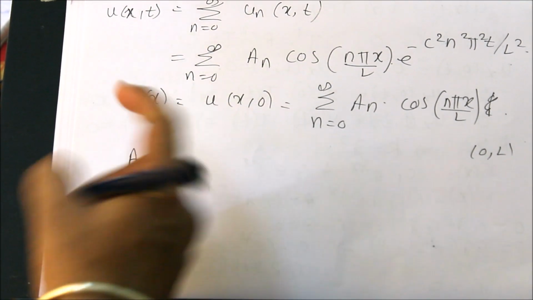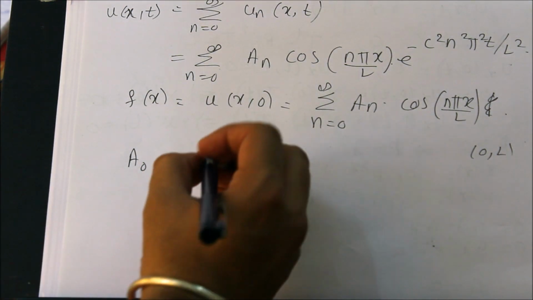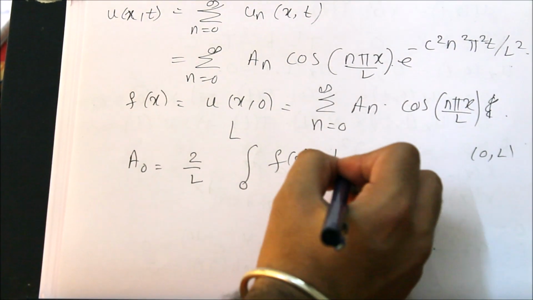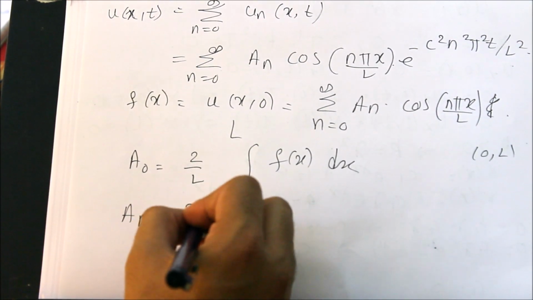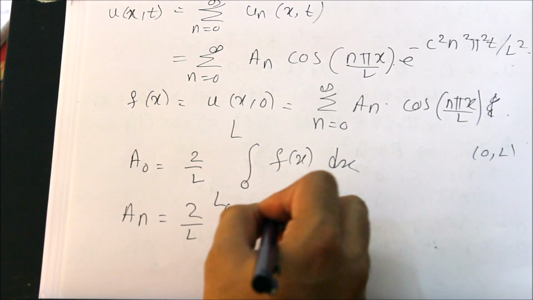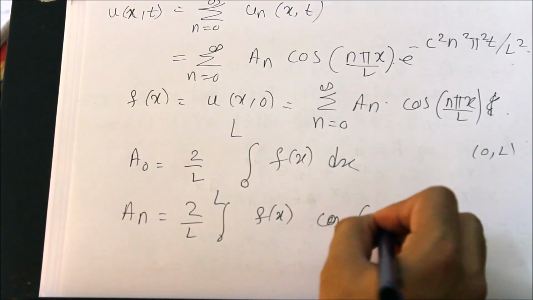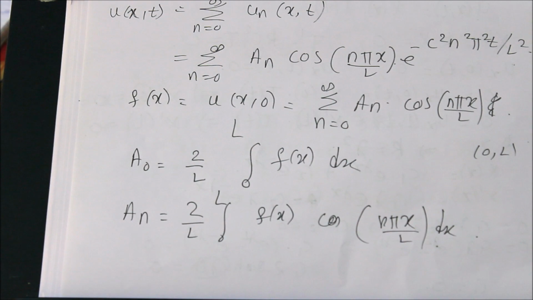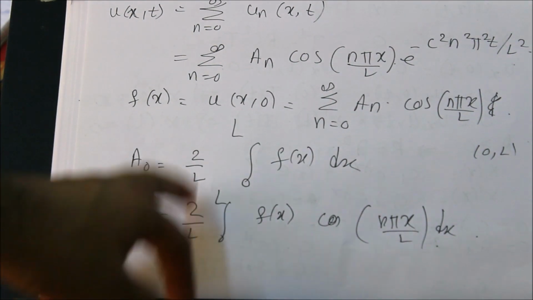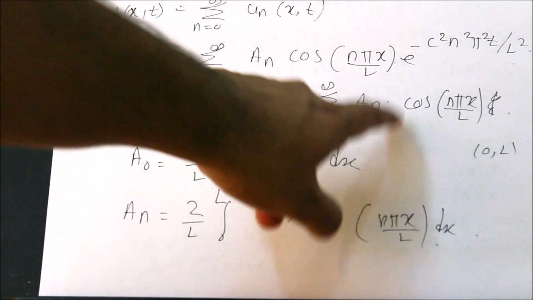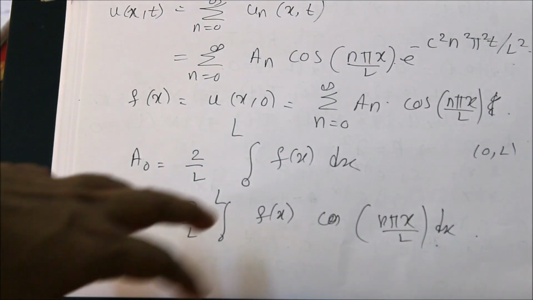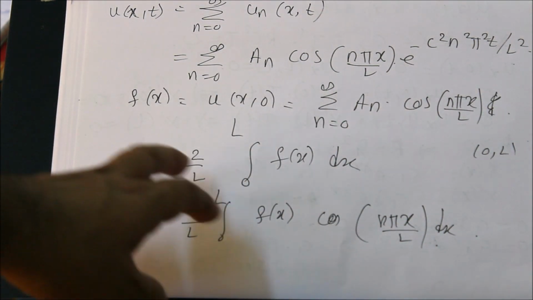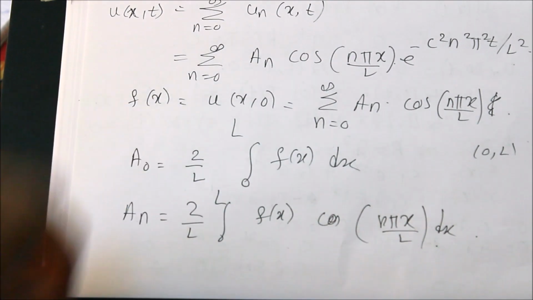If you recall our Fourier series lectures, a naught is nothing but 2 upon L integration 0 to L f of x dx, and your an's for n greater than or equal to 1 are 2 upon L integration 0 to L f of x cos of n pi x upon L dx. Again the same thing: your function has to be a piecewise smooth function, so that when you find these an's and plug them in over here, this series is actually equal to the function. Otherwise this need not be the same, but you take the function to be piecewise smooth.